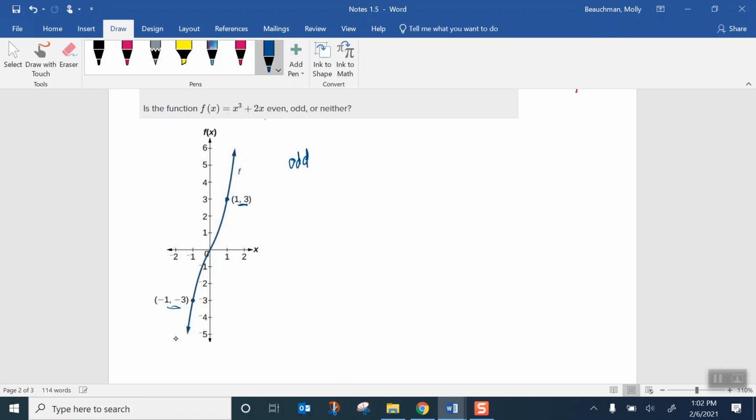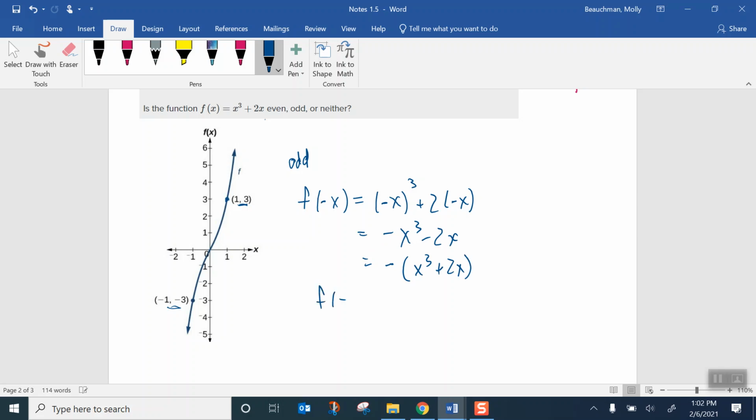If you don't have the graph and you just have the function, substitute negative x, and see what your output is. Here I would have negative x cubed plus 2 times negative x. That would be negative x cubed minus 2x. Notice that's exactly opposite of my original function, so that tells me that f of negative x is equal to negative f of x. For every negative x, there's a negative y.